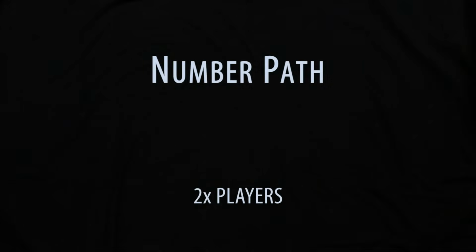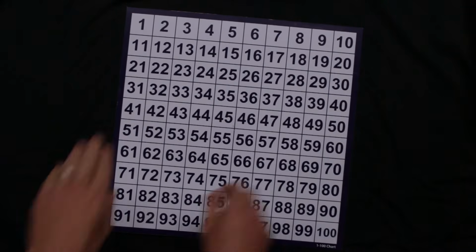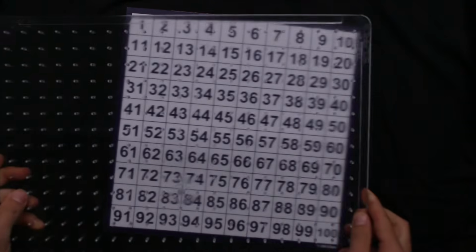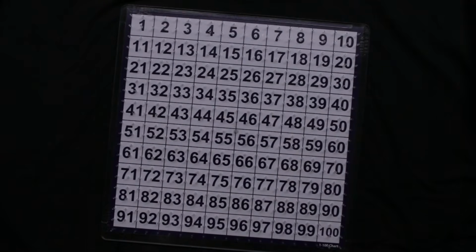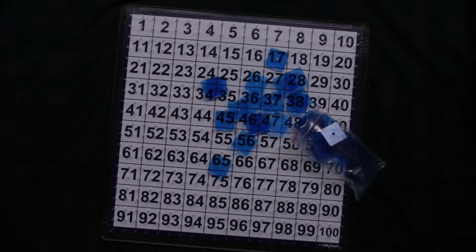Number Path is a two-player game. To play, you will need the 100 chart game board, the Think Square overlay, a bag of transparent blue tiles, and a bag of transparent yellow tiles.